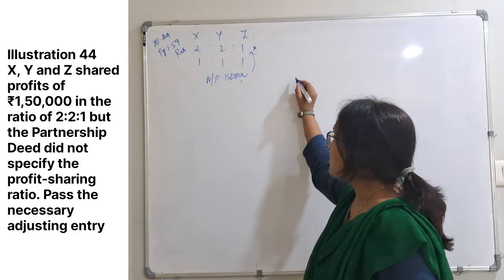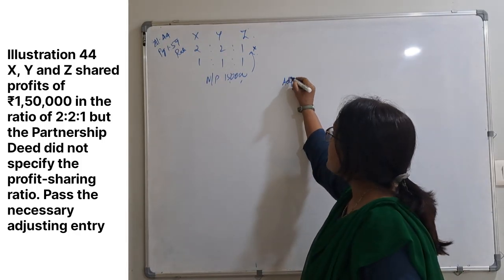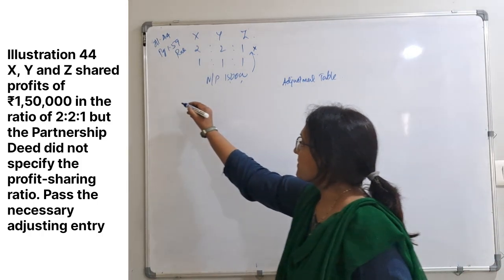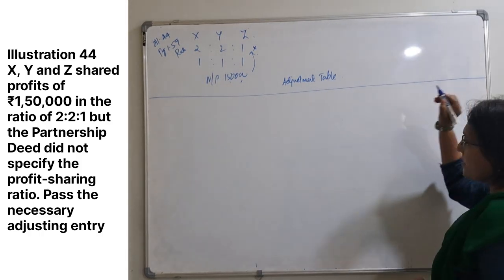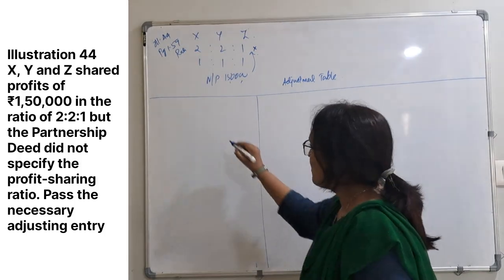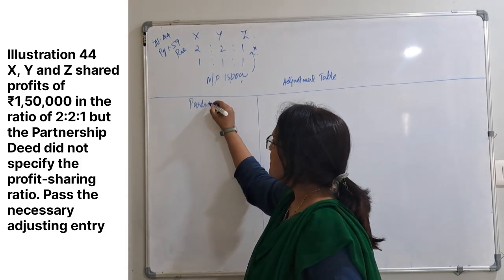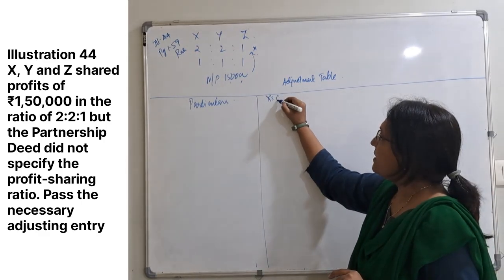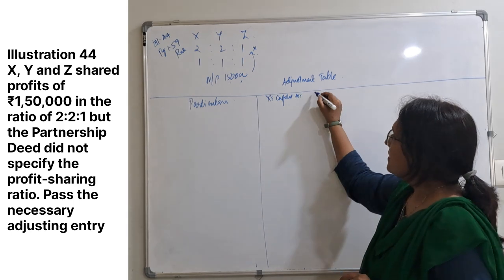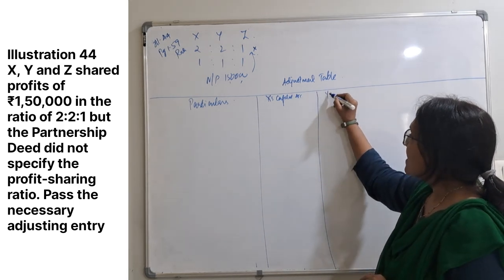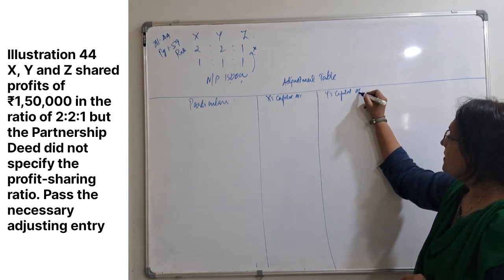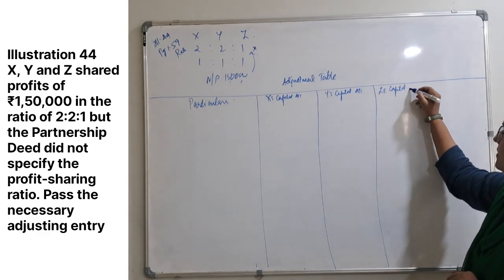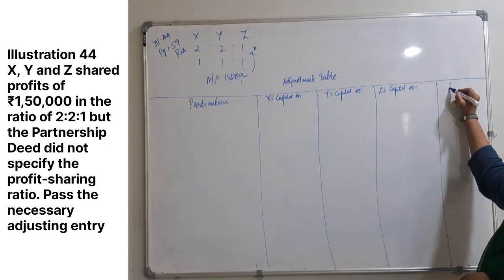Again we will draw the adjustment table. So this is the adjustment table. First is particulars. First column, particulars. Second column, X's capital account. Y's capital account. Z's capital account. And this is firm.